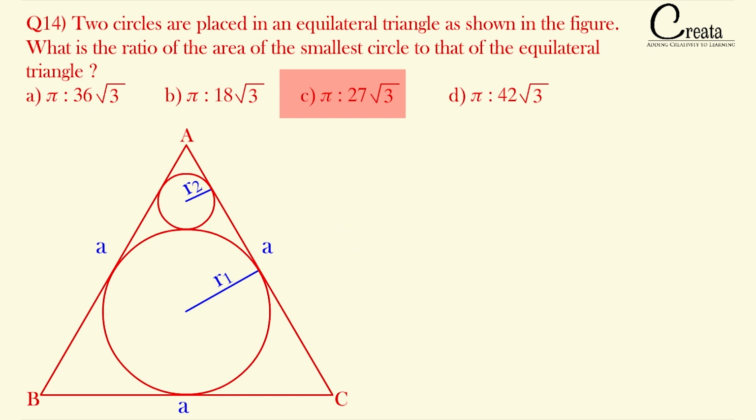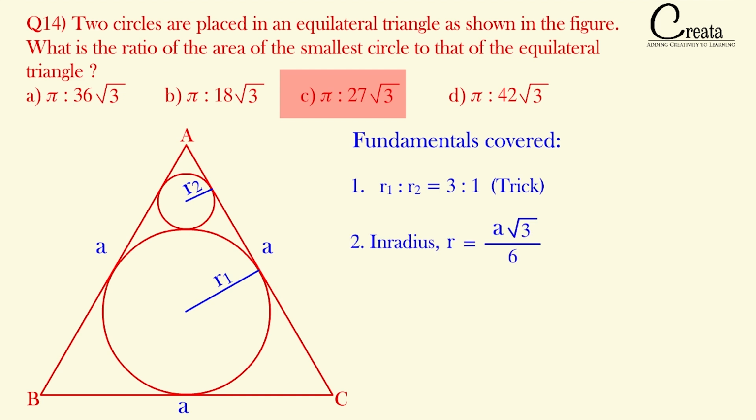So the fundamentals that we have covered in this question are: the first fundamental is the ratio of r1 to r2 is 3:1. Then we have used two formulas. The first formula is r is equal to a root 3 upon 6. Then we have used the formula of the area of the triangle as a square root 3 upon 4. So these are the fundamentals that we have used in solving this question.